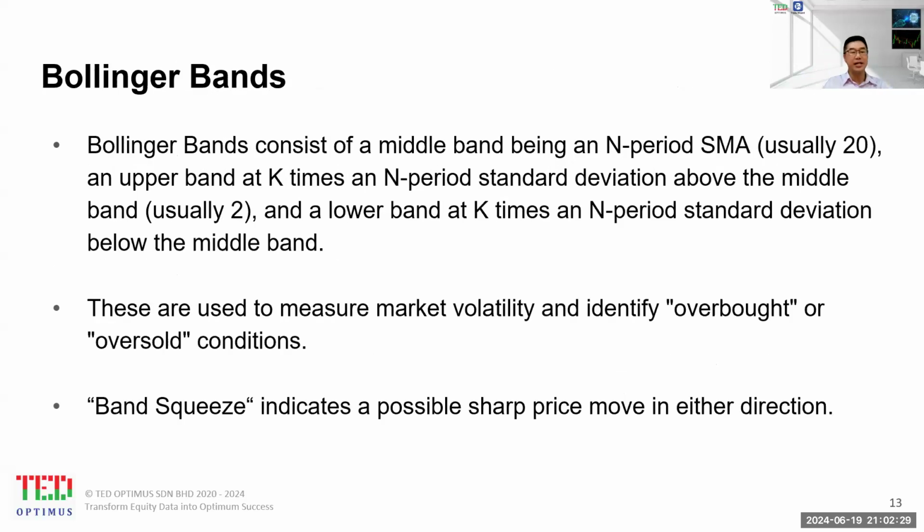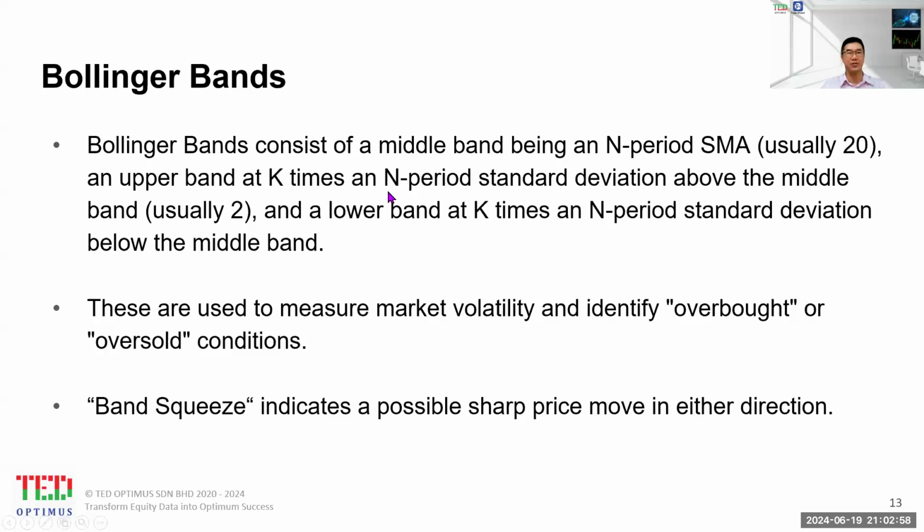Another very useful one is Bollinger Band. Bollinger Band consists of three different bands. The mid band is a 20 period moving average. So you have an upper band and a lower band. Why is there an upper band and a lower band, and how do we find them? They use an N period.